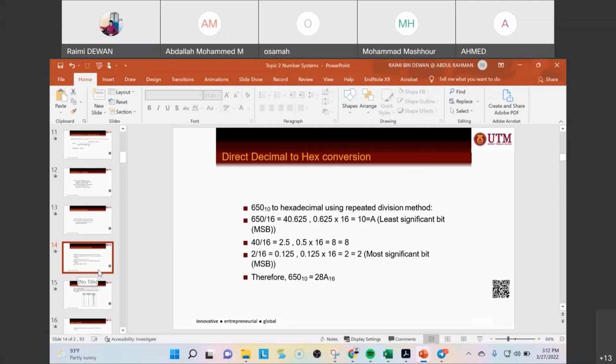And actually I know if students copy from each other. I know, because this is not my first time being a lecturer. Sometimes I know, but I just keep it to myself. But I know if the student copies. Okay. So this is direct decimal to hexadecimal conversion.